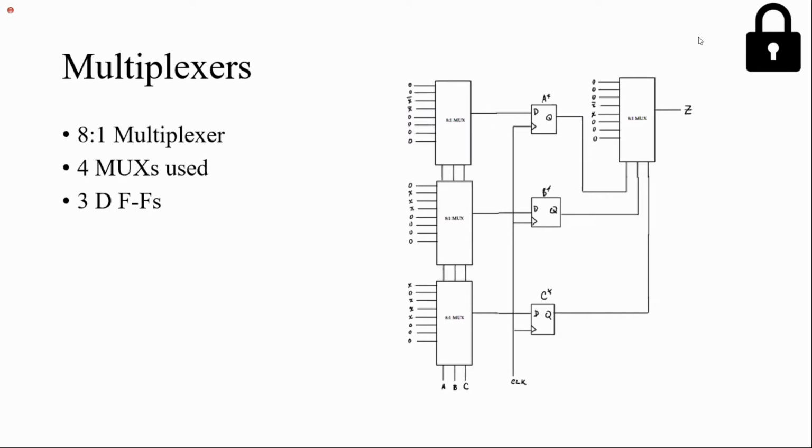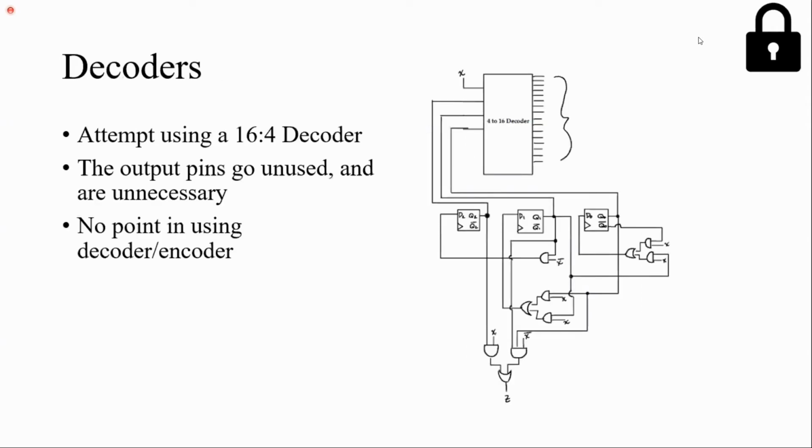But I really didn't want to use multiplexers. I wanted to go towards programmable devices because I felt that that would make more sense for what I have, and I'll go into that more later. So I tried to use a decoder just to see how it would work, and it ended up becoming very messy, and it didn't work because all of the output pins go unused and they're unnecessary. So there's no point in using a traditional 4-to-16 decoder.